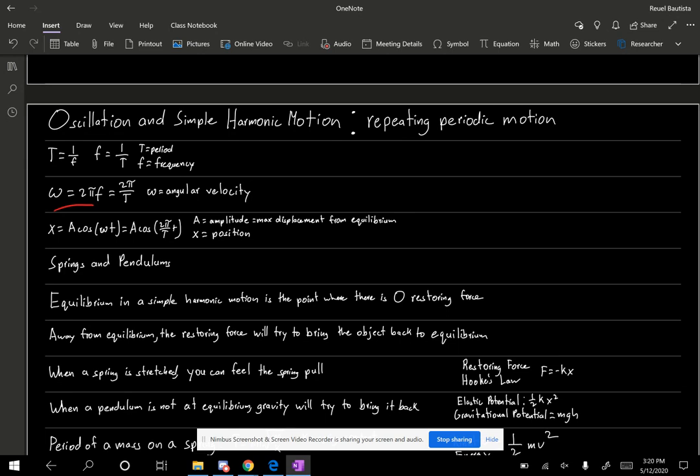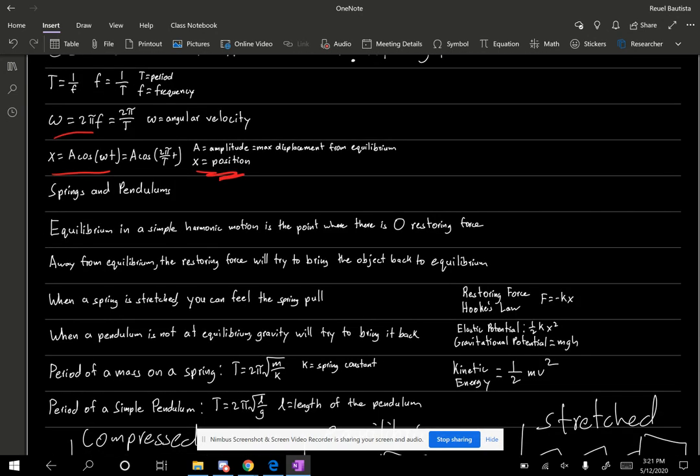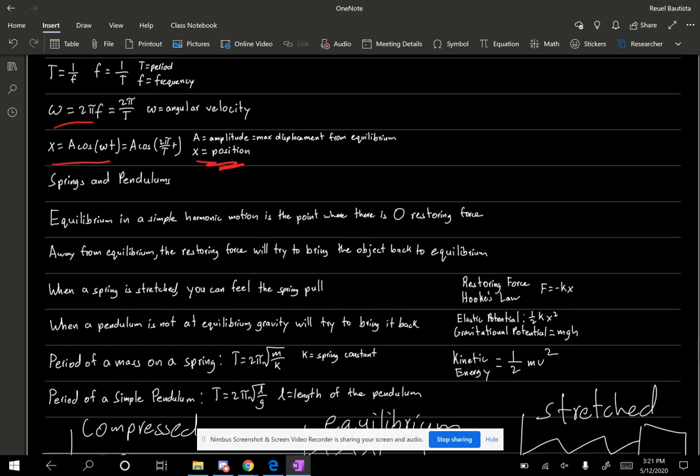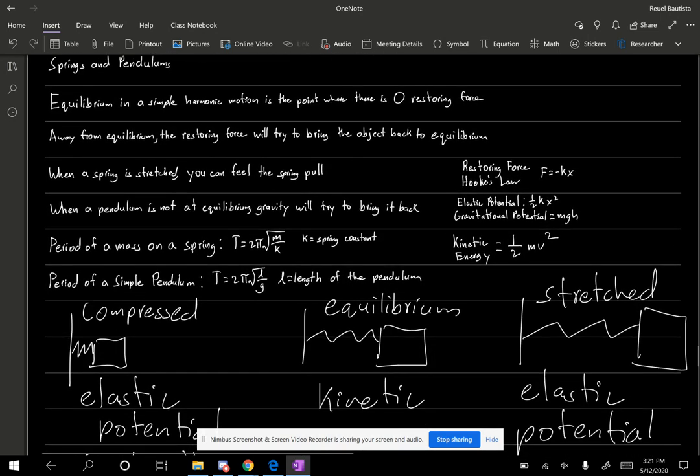Then you can use this equation, x is equal to A cosine of angular velocity times t, to find the position. X stands for the position of an object during its harmonic motion, meaning how far it is from equilibrium during its entire travel. And A stands for the amplitude, or the max displacement from equilibrium. These are kind of important, but nowhere near as important as springs and pendulums.